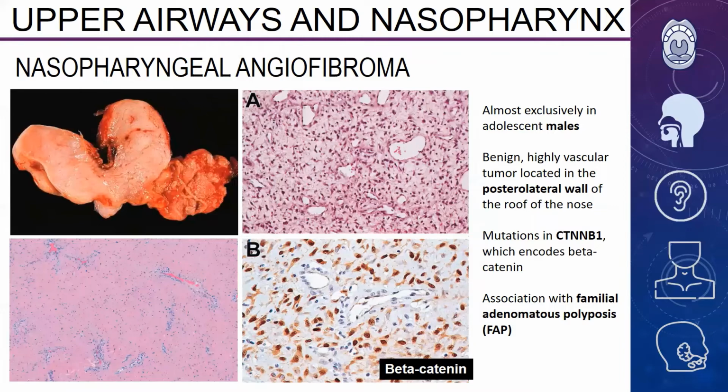Mutations in CTNNB1, which encodes for your beta-catenin, are present in the majority of nasopharyngeal angiofibromas. This tumor can also develop sporadically or syndromically in association with your familial adenomatous polyposis or FAP. Surgical removal, often with preoperative embolization to decrease bleeding, is the treatment of choice because nasopharyngeal angiofibroma is often locally aggressive with intracranial extension. Recurrence rates can approach 20% and 9% of cases can be fatal.